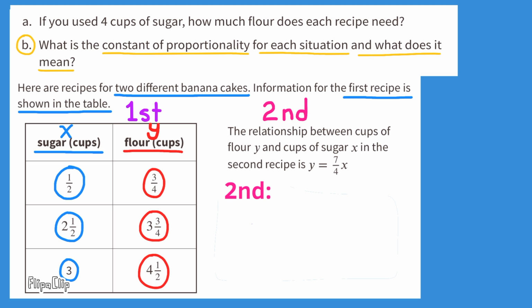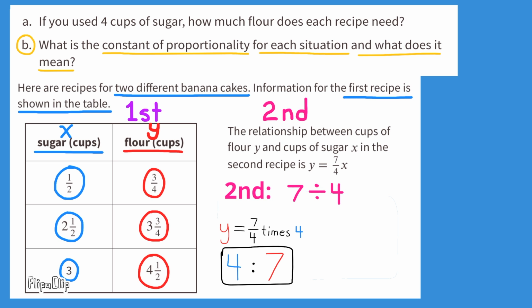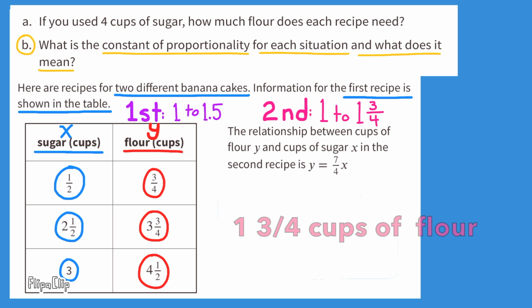For the second recipe, we can divide 7 by 4. 7 divided by 4 equals 1 3/4. So for the second recipe, the constant of proportionality is 1 3/4, which means for every 1 cup of sugar, there's 1 3/4 cups of flour.